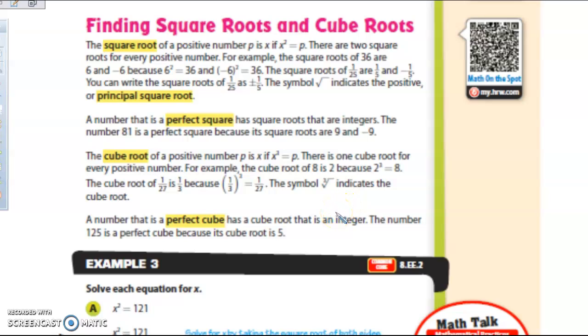Now we're going to work with finding square roots and cube roots. The square root of a positive number p is x if x squared equals p. So let's just start here.